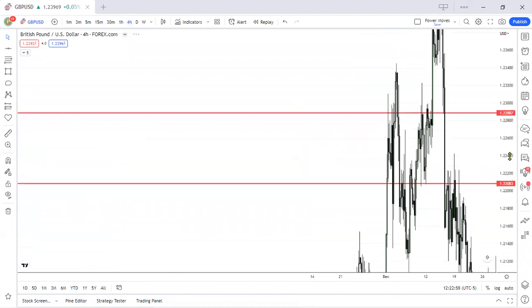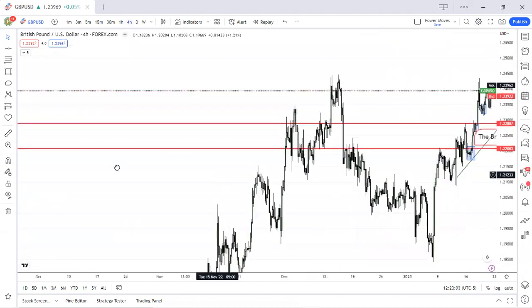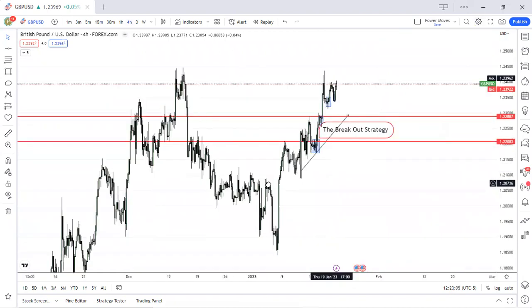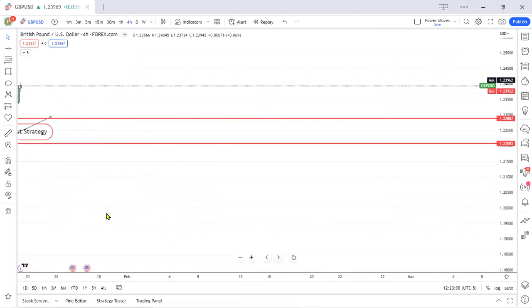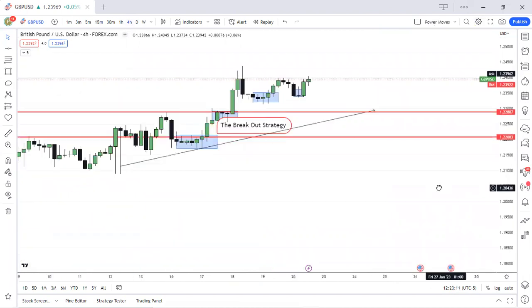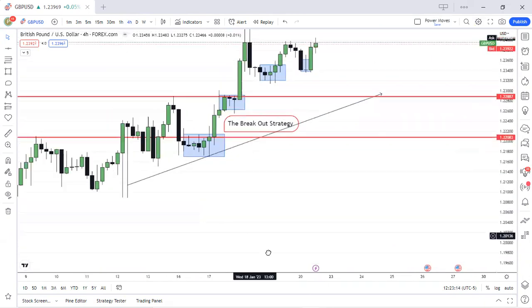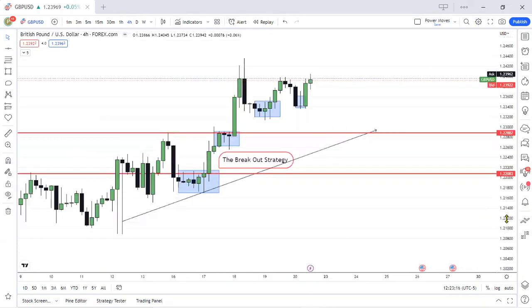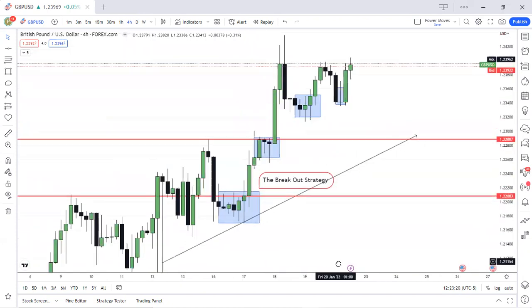If you're trying to get into the market and you know that it's an uptrend, right? And based on my breakout strategy, okay. You could still set your boxes, right? You already know it's an uptrend.